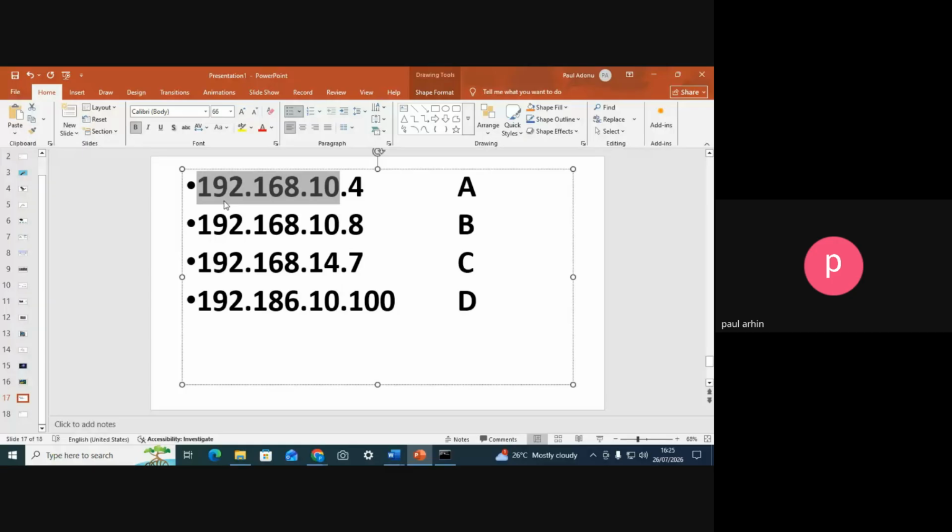So see this. 192.168.10. Yes. 192.168.10. B also correct. So which means that it is established the first two here can connect perfectly. Now look at this one.